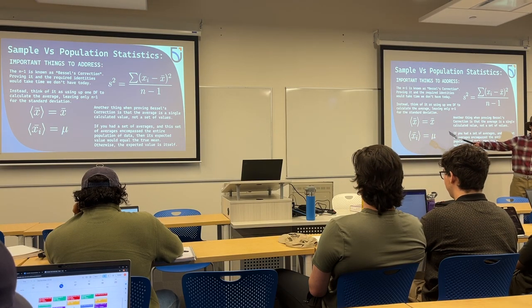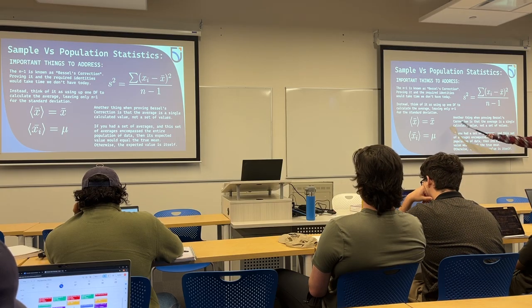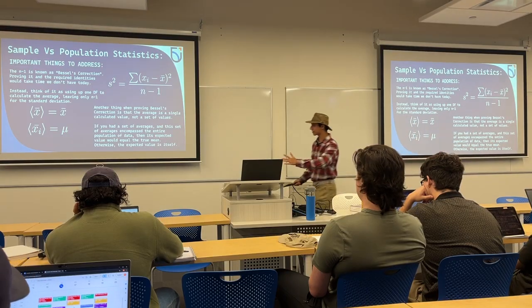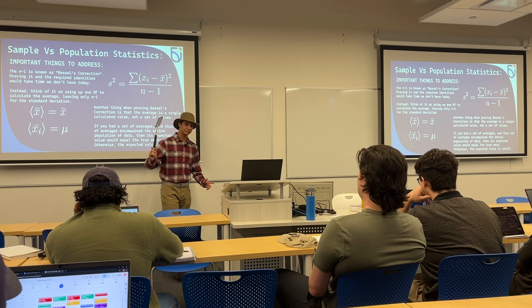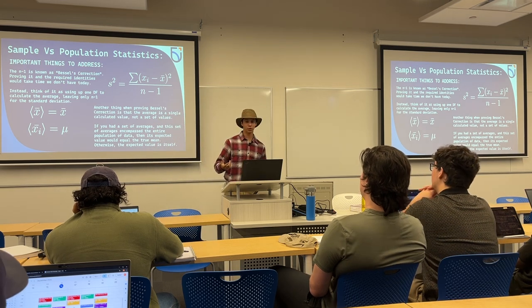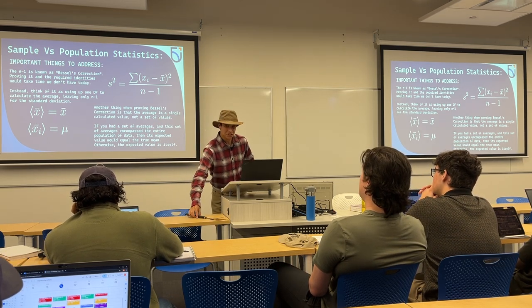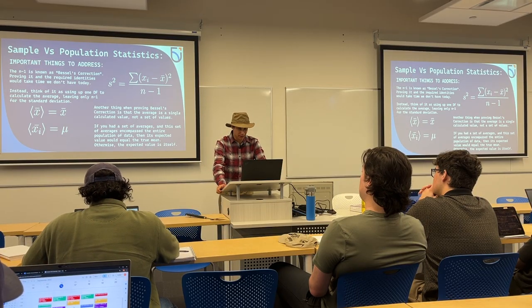What is the expectation value of x bar? Well, it's on the screen right now. It's x bar. But then right here on the other side of the screen, I have the expectation value of x bar is mu. Now either I'm delusional or there's a point I'm trying to make. Can anyone see the point that I'm trying to make here? It might not be clear, and that's okay.